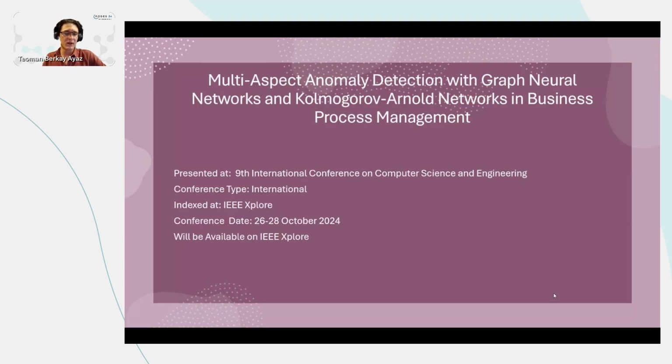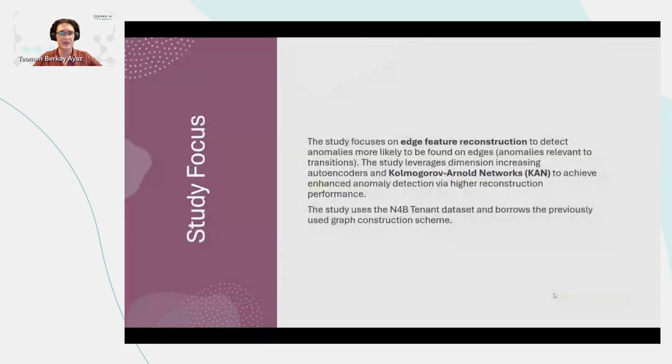So the next one I'd like to present to you is one that we also presented at the International Conference on Computer Science and Engineering this year. This study focuses on doing edge feature reconstruction to detect anomalies which are more relevant to transitions, which are represented as edges. The study uses Kolmogorov-Arnold networks to enhance the reconstruction process to achieve a higher anomaly detection performance. The study also uses the Next4biz tenant dataset and borrows the previously used graph construction scheme to construct the graphs.